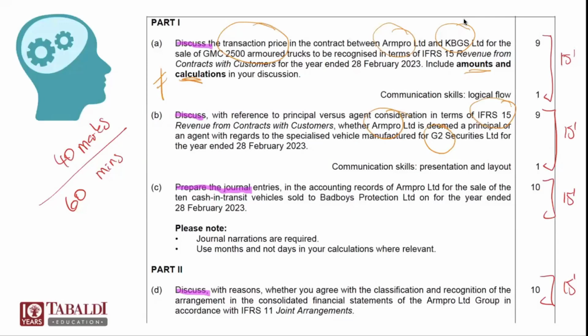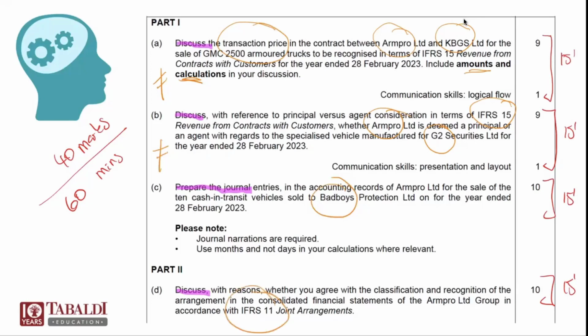Then number 3: prepare journal entries of AMPRO for the sale of the 10 cash and transfers to Bad Boys. That is another entity. So A, B, and C are not linked. I don't have to answer them in order. Part D is an IFRS 11 question.